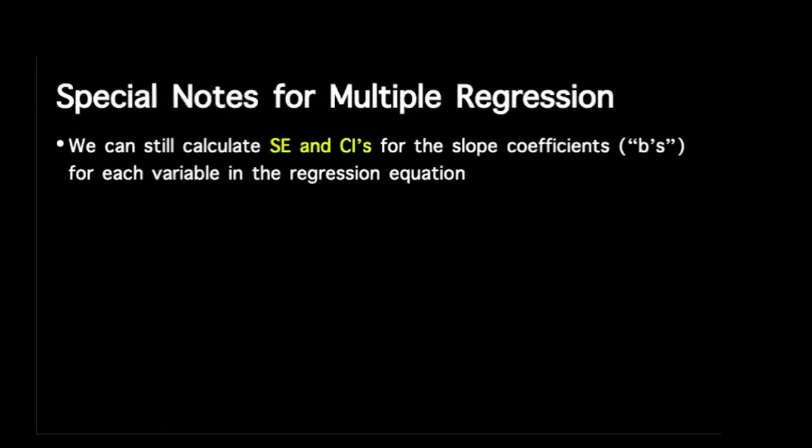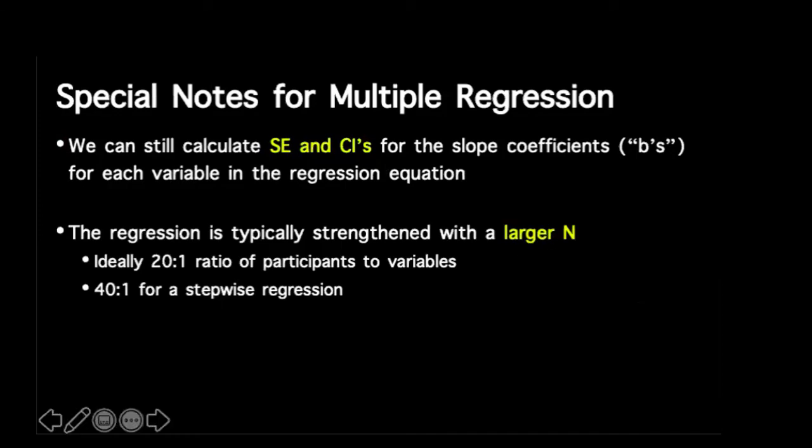All right, special notes. Similar to bivariate regressions, we can still calculate confidence intervals. We're not going to do that for this class because it gets really complicated. There would be a lot of confidence intervals for a lot of different B slopes, okay? But it still can be done for a multiple regression.